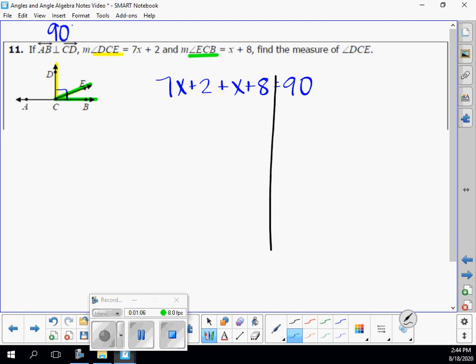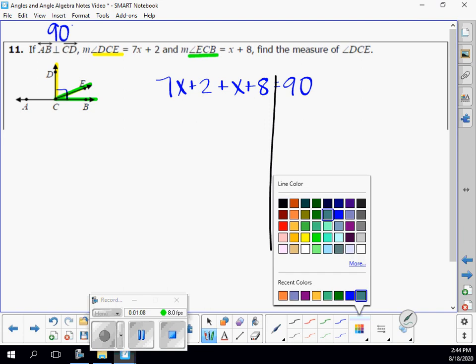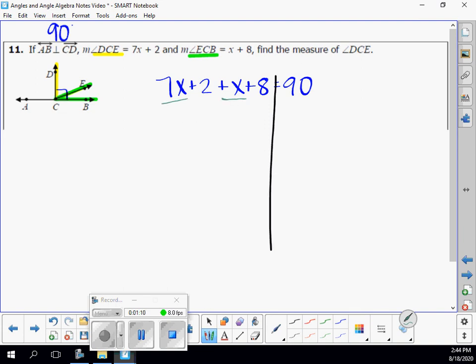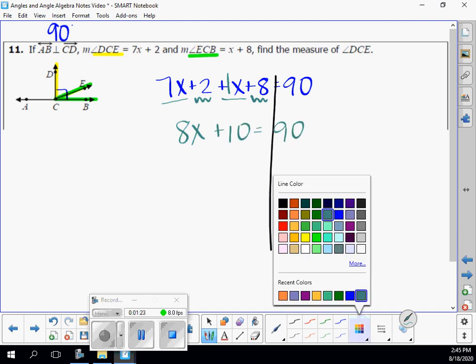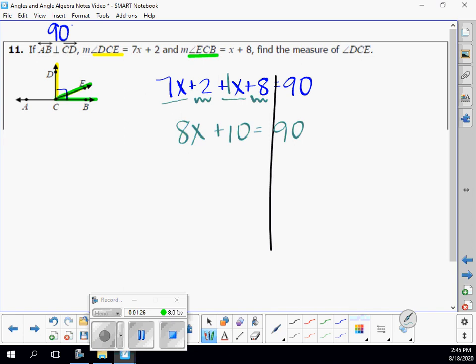So on the left-hand side, I see some x's, 7 and x. Well, there's a 1 sitting there, so 7 plus 1 is 8x. And I also see some numbers. 2 plus 8 is 10, and I see nothing on the other side. Normally I say get your x's together, but there's no other x's to get together. They're together, so we need to get our numbers together. It's a plus 10, so I'm going to minus 10. That's an 8x. 10 minus 10 is gone, equals 80.